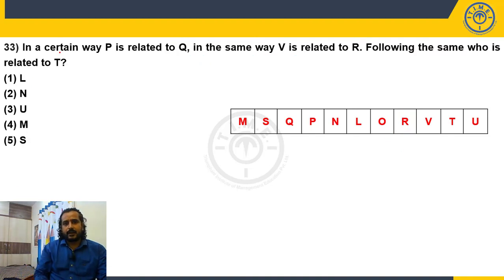In a certain way, P is related to Q. Let's check how P is related to Q. P is immediately after Q. Okay. V is related to R. How is V related to R? V is immediately after R. Following the same way, who is related to T? So immediately after T, who is it? U. So what is your option? Choice 3.